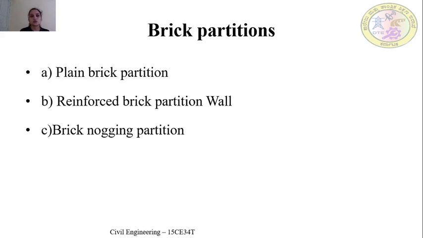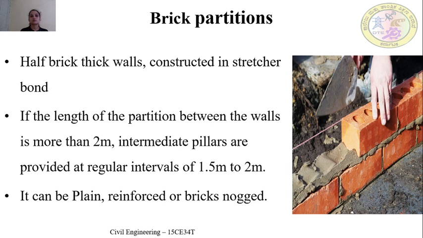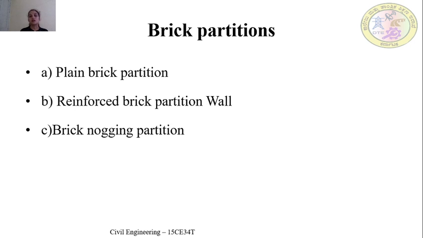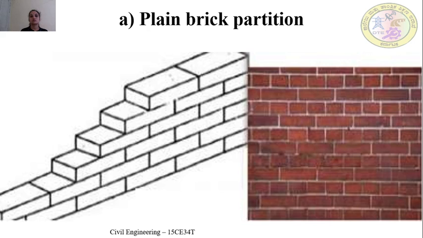Again, in brick partitions also there are many types of partition walls that can be constructed. That is plain brick partition wall, reinforced brick partition wall, brick nogging partition. This is an example of the plain brick partition, that is a half brick thick or stretcher bond wall. A plain brick partition can be constructed with the help of the half brick thick wall or the stretcher bond wall.